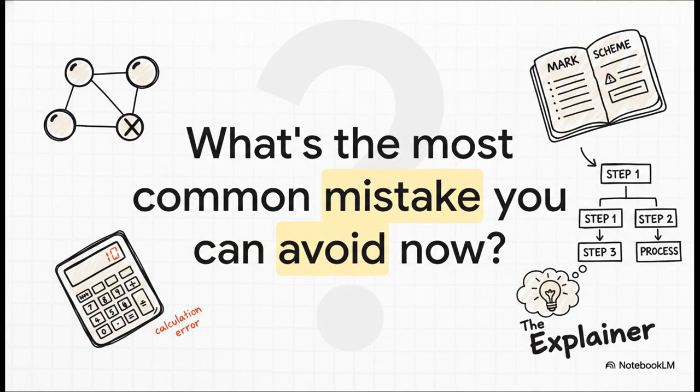So I'll leave you with this one final thought to take away. Now that you've seen the method, you've seen the common traps, what's the number one mistake that you think you can avoid next time? Is it mixing up intermolecular forces and covalent bonds? Is it a silly slip-up in the calculation? Really think about that, because figuring out your own potential pitfalls is the absolute best way to improve your exam game.